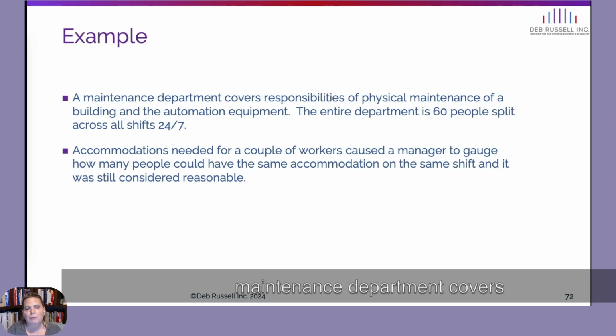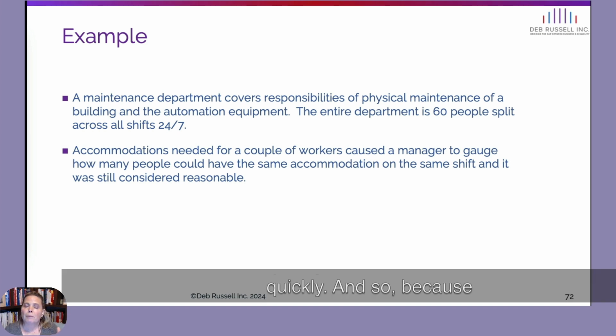Here's a great example. A maintenance department covers the responsibility of physical maintenance of a building and the automation equipment within it. The entire department is 60 people split across all shifts 24/7. Accommodations needed for a couple of workers caused a manager to gauge how many people could have the same accommodation on the same shift, and it was still considered reasonable. So they had a worker, one of the tasks was to change the light bulbs up in the ceiling of a room that had a 100-foot ceiling. And so you had to use a piece of equipment called a cherry picker to get up there to change the light bulb. This doesn't happen very frequently, but when a light bulb goes out, you've got to be able to change it regularly, quickly.